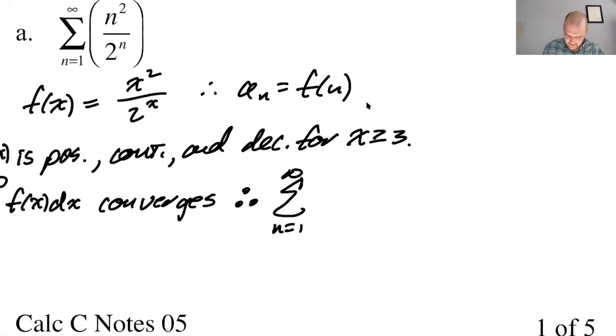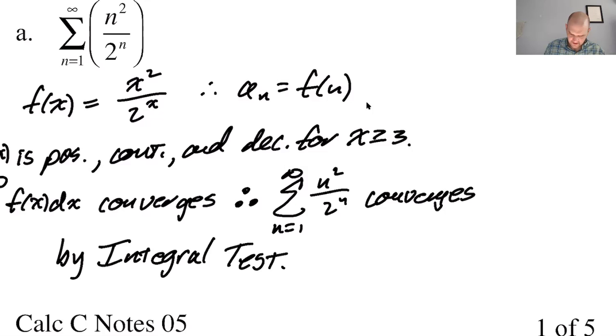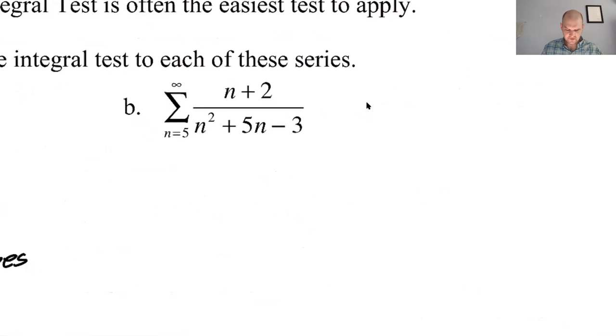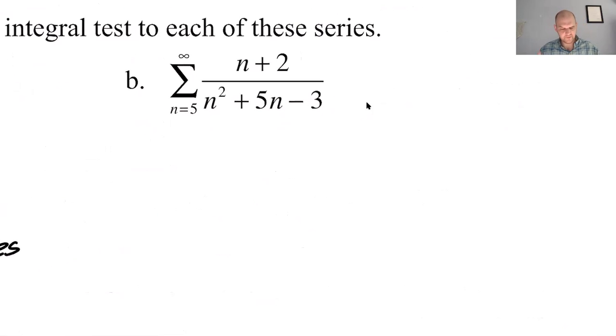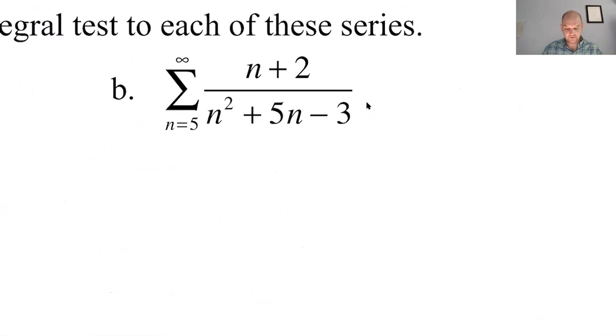So n squared over 2 to the n converges by integral test. So this, I mean, it makes its way onto the free response every once in a while on the AP exam. So it's a good one to know. I would say it doesn't come up as often as all the other ones, although it's intimately related to a very famous type of series, the P series, which we'll get to in a second. So let's see, use your calculator again.